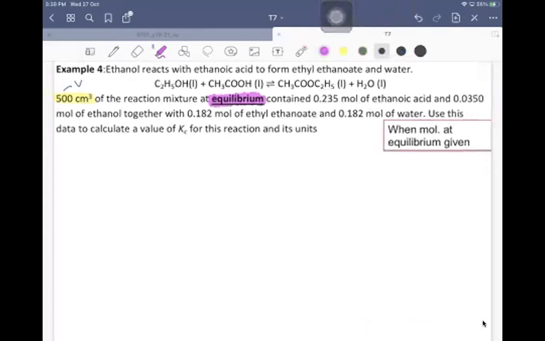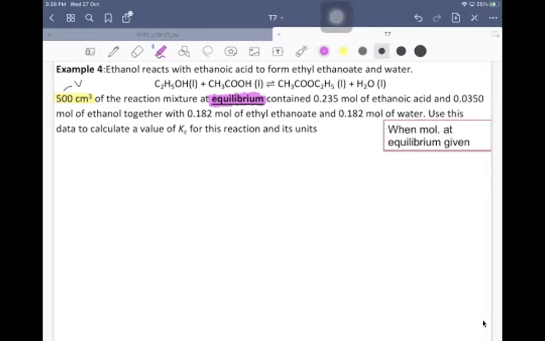Contains 0.235 mole of ethanoic acid and 0.035 mole of ethanol, together with 0.182 mole of ethyl ethanoate and 0.182 mole of water. So that's just telling you the equilibrium number of moles for the reactants and the products. Use this data to calculate a value of Kc for this reaction and its units.